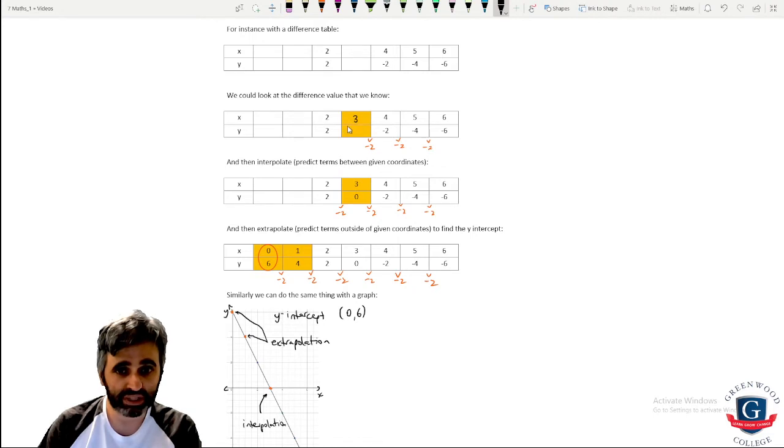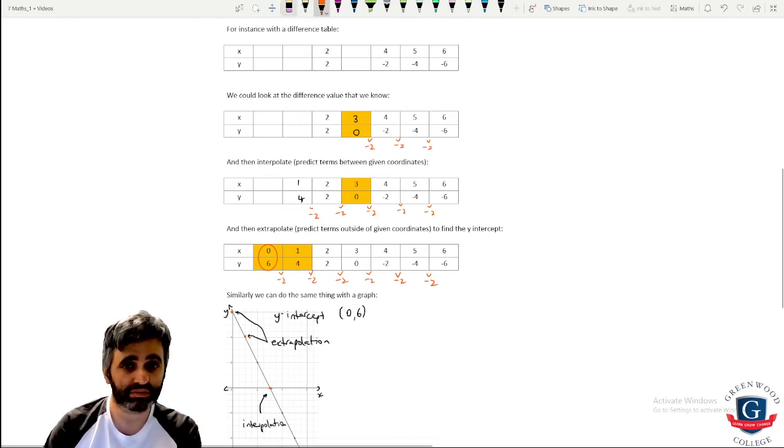So that would be 3 and that would be 0. And then it would go down another 2 to get to 2, 2. And now we could get to the next one, which would be 1 and 4. And that would be -2. And the more important one that we've been trying to get to the whole time is 0, 6.